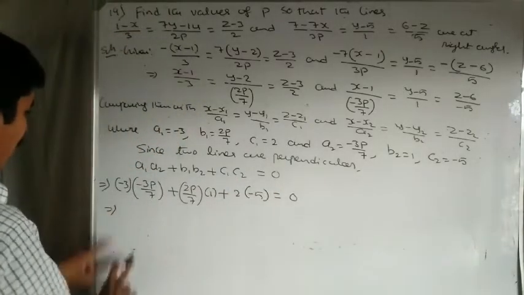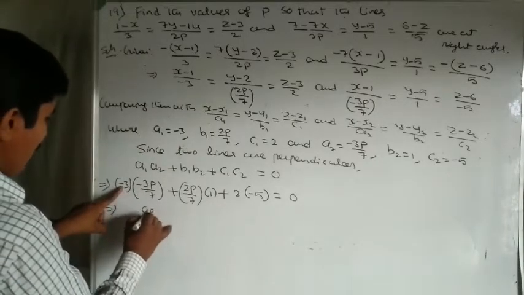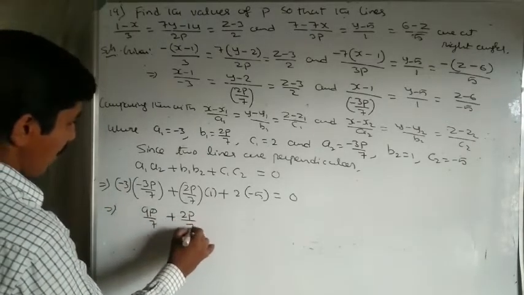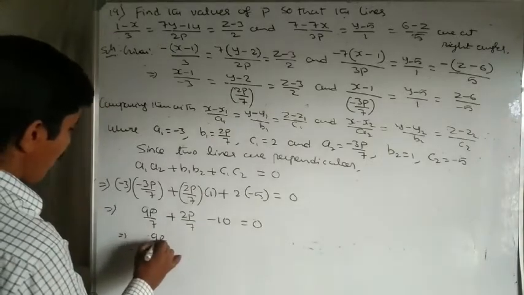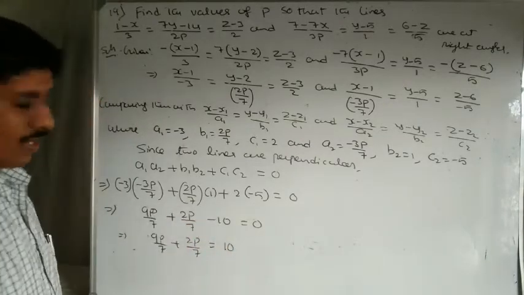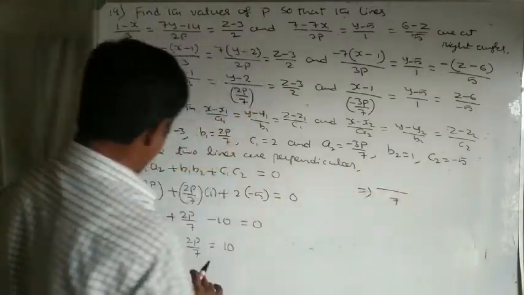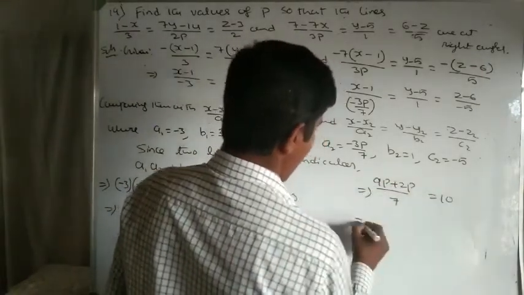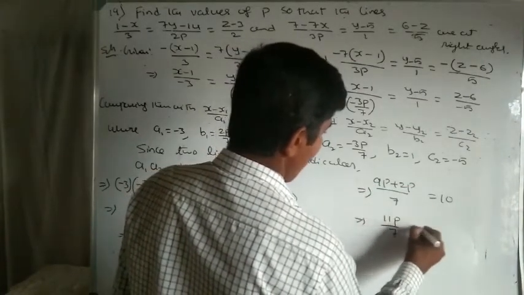Here we shall find the p value. Minus into minus, plus 3 into 3p, 3 into 3, 9p by 7, plus 2p by 7. 2 into minus 5, minus 10, which is equal to 0. 9p by 7 plus 2p by 7 minus 10, taking to the right side becomes plus 10. Correct. Then on the left side, 7 is the LCM. 9p plus 2p is equal to 10, 11p by 7, which is equal to 10.